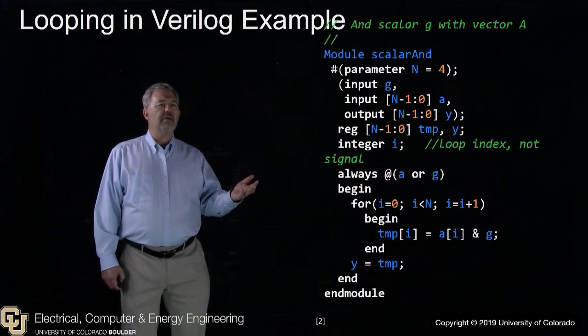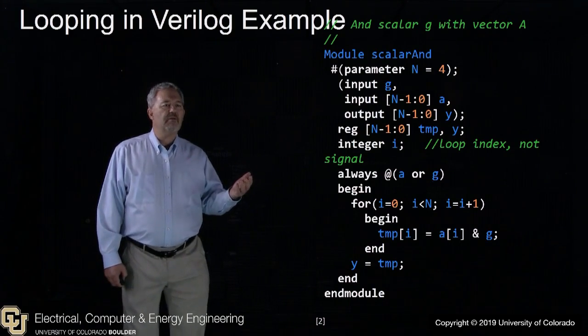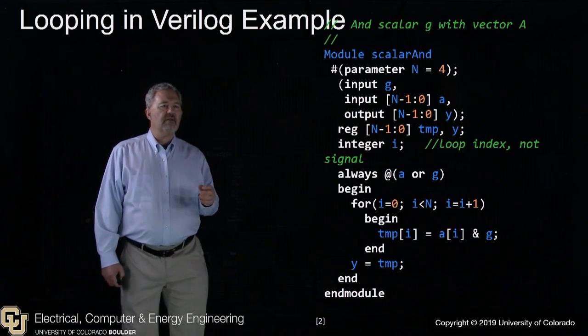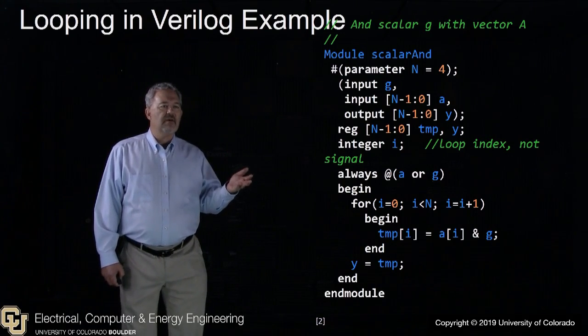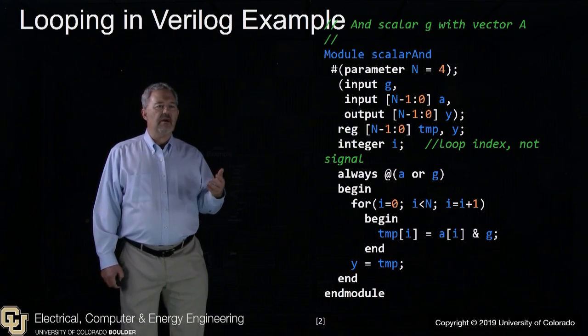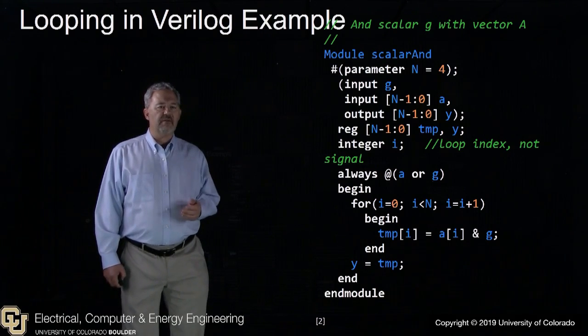Here's a code example that uses a for loop to AND bits in a vector with a scalar signal 1 bit at a time. This will create n AND gates, showing how the loop can create repeated copies of a circuit very efficiently.